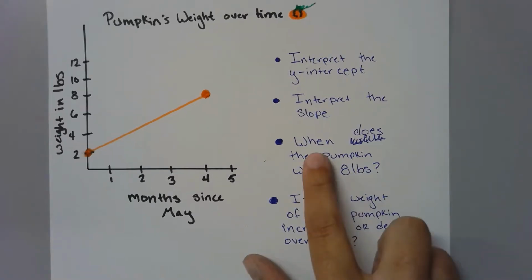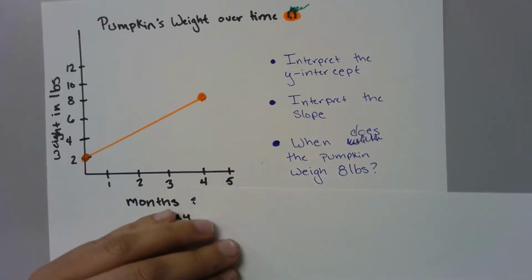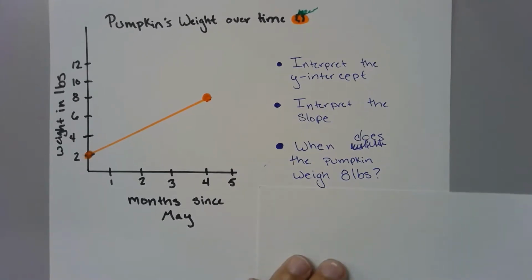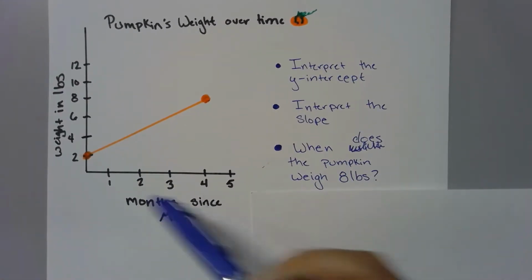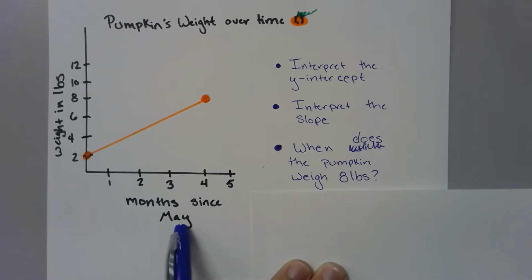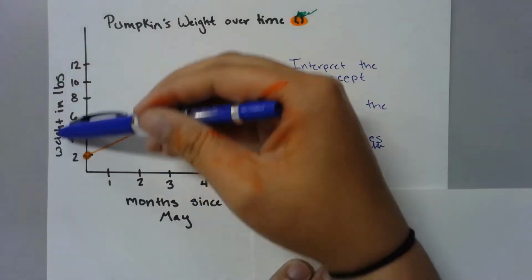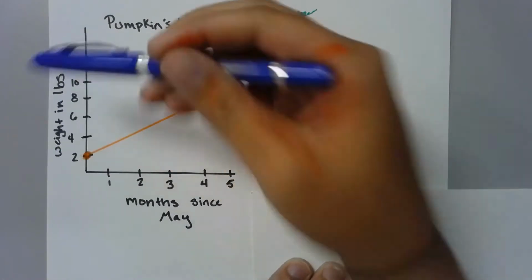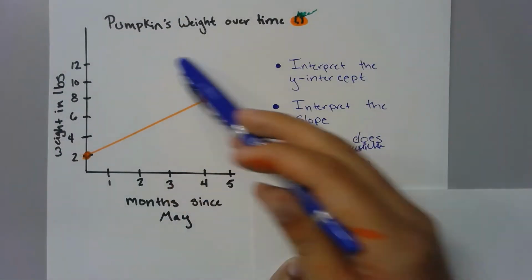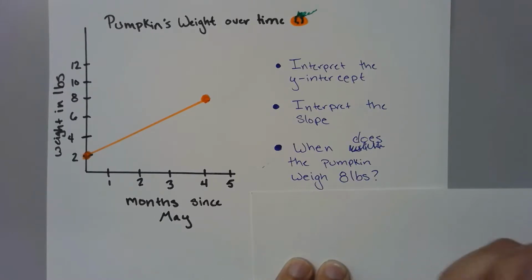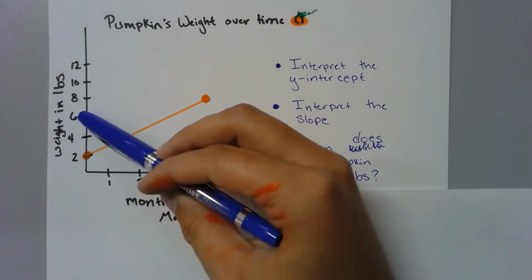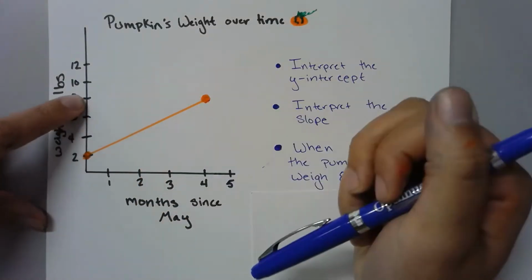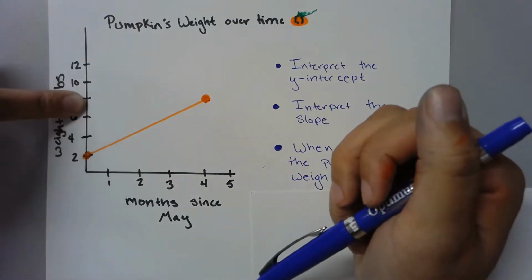So if I'm looking at this problem here, when does the pumpkin weigh 8 pounds? Then really all I have to do is pay really close attention to my graph's axes. This graph says months since May is my x-axis, and that weight in pounds is what my y-axis represents. And it says that the whole graph is representing a pumpkin's weight over time. So if I want to know when a pumpkin weighs 8 pounds, then all I have to do is say, here's my weight. Here's what a pumpkin weighs: 2, 4, 6, 8. Where does the function exist when the pumpkin weighs 8 pounds?